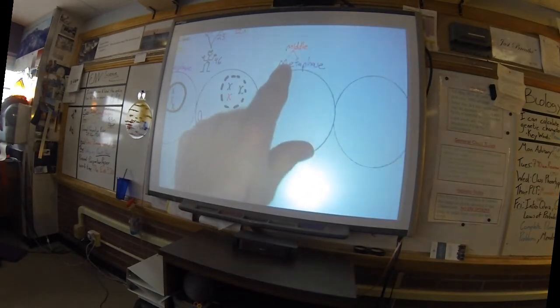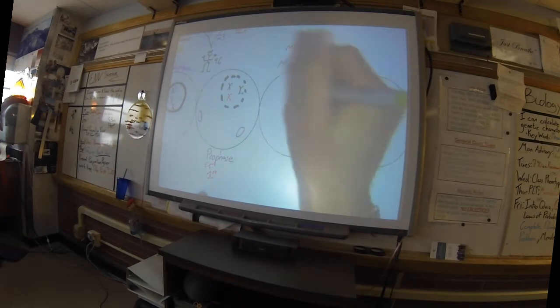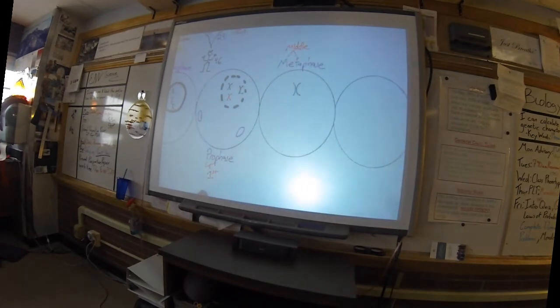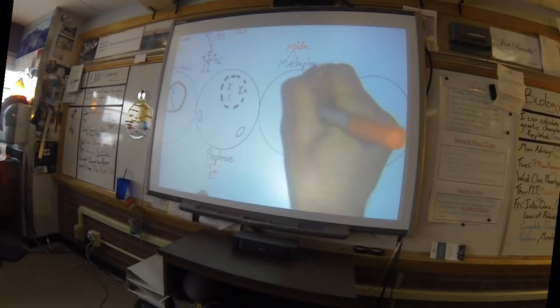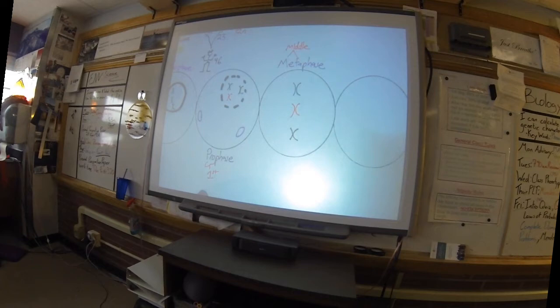And then what happens here is our chromosomes line up in the middle. That's a poor way of saying it. A better way of saying it is the equator. So imagine these guys breaking free and just lining up in the equator.